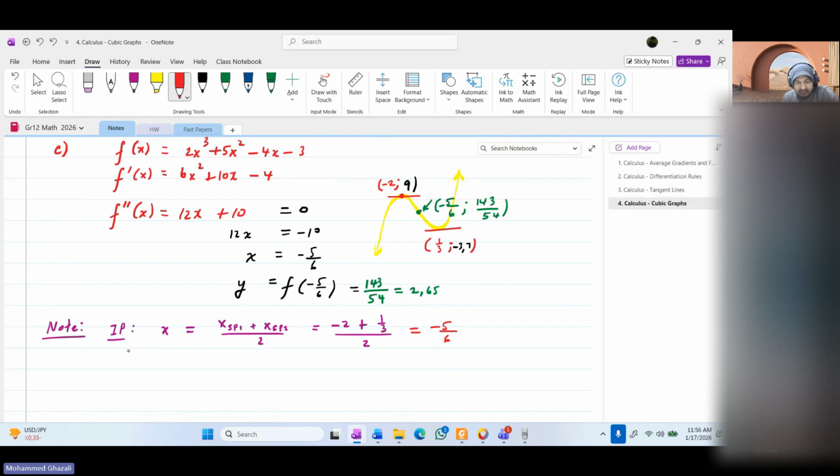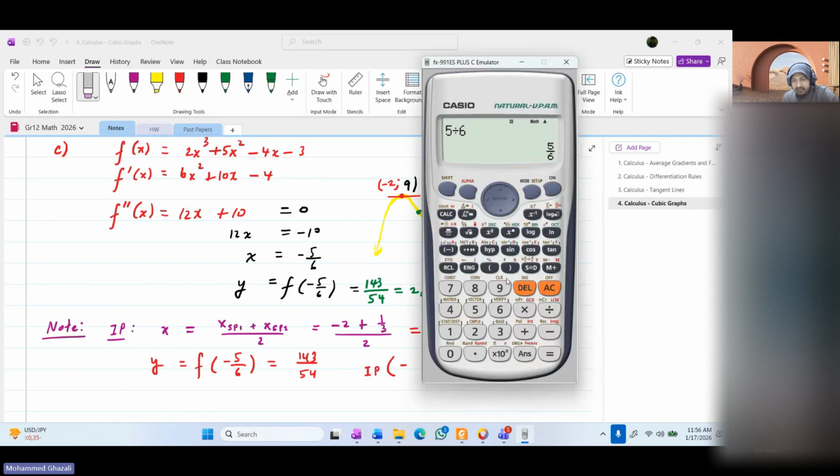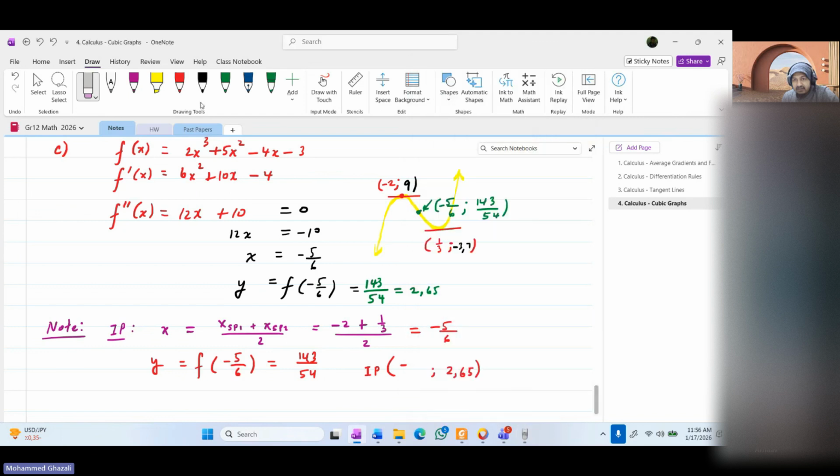Right, and now to find the y value, you have to say f of negative 5 over 6, and then you will get 143 over 54. So my inflection point is now negative 5 over 6 and 2.65. If you want, you can write this answer down as well. Negative 0.83 was 5 over 6. 5 divided by 6 is 0.83. So negative 0.83. Right, so that's my inflection point, negative 0.83 and 2.65. Now we are ready to sketch the graph.